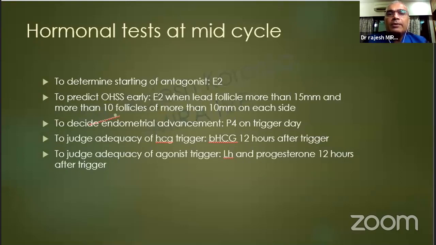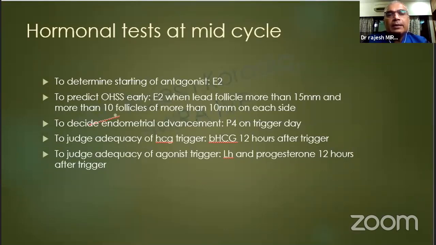What hormonal tests do we do at the mid of the cycle? This is done to determine the starting of the antagonist. It is determined by E2. The E2 should be 400 or more than 400 to start the antagonist.